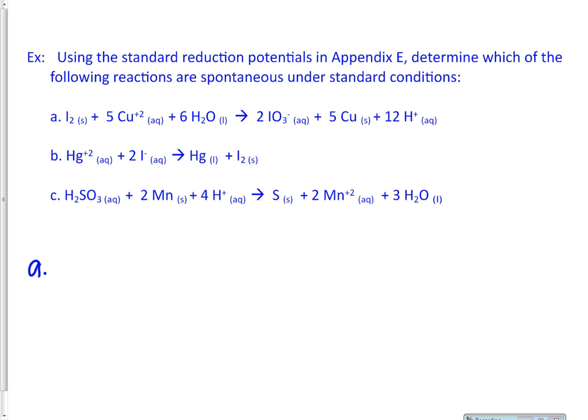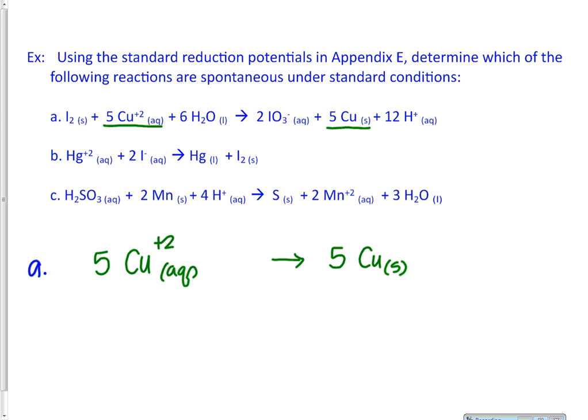So if we look at A, it's easy maybe to identify the copper components as part of a half reaction. So I'm going to start with that one. On the left-hand side, I have 5 Cu plus 2 aqueous. And on the right-hand side, that's just 5 Cu solid. And I'm going to keep the 5s there because that's how it's balanced in the equation.